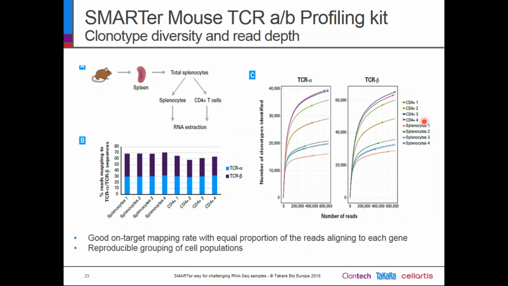And also here we can see a saturation curve of the number of reads that are required, as compared to the number of clonotypes that can be identified. You can see that the number of clonotypes identified can vary between 10,000 to 40,000, and this of course will depend on the sample. But it's interesting to see that the assay is reproducible between the different cell populations. You can see splenocytes that have a similar level of diversity, all four together, as compared to these CD4 T cells.